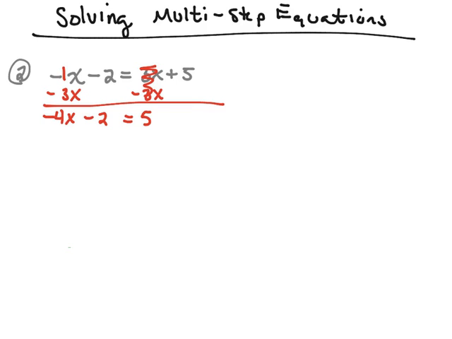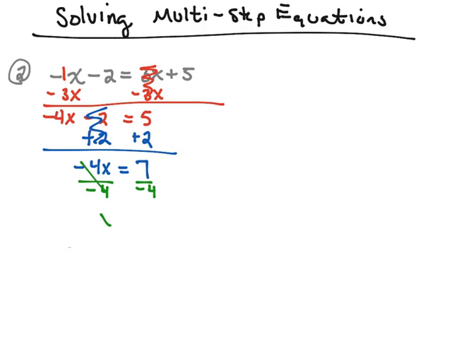Next thing I'm going to do is take care of that minus 2. The opposite of subtracting 2 would be to add 2. So this is no longer there. Negative 4x is going to equal a 7, because 5 plus 2 equals 7. Now I can go ahead and do my third and final step. That's going to be dividing by negative 4. So 7 divided by negative 4 would result in a negative 1.75. So the solution to this equation is negative 1.75.